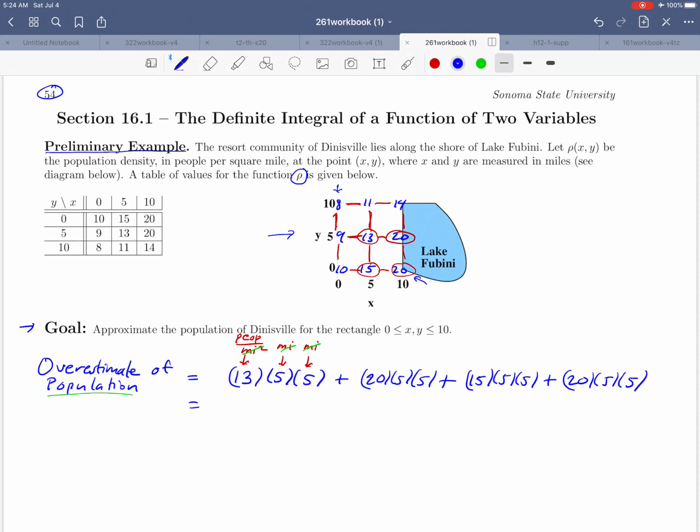Next step would be to get a number for this. You might notice, just to save a little bit of writing, that every one of these terms has a 5 times 5 in it. That's a 25, and I'm going to go ahead and factor that out. So we can write this a little shorter by writing 25 and then putting the populations after that, the 13, 20, 15, and 20.